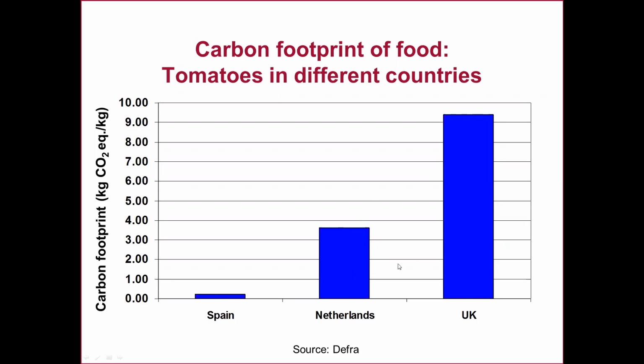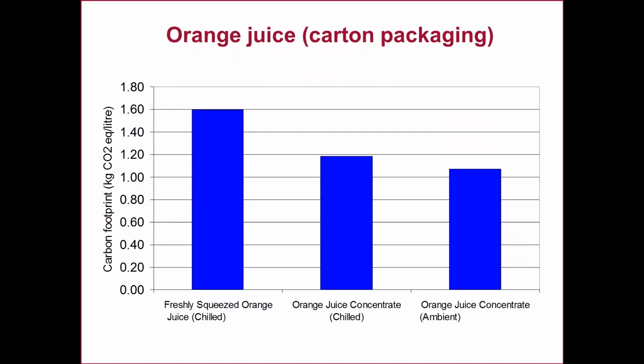A study done in the UK by DEFRA found that if the tomatoes are grown in a greenhouse operated by either coal or natural gas, then it could even have an impact of 9 kilogram per kilogram. It's not just the cultivation stage that contributes. Sometimes the other life cycle stages contribute to the carbon footprint.